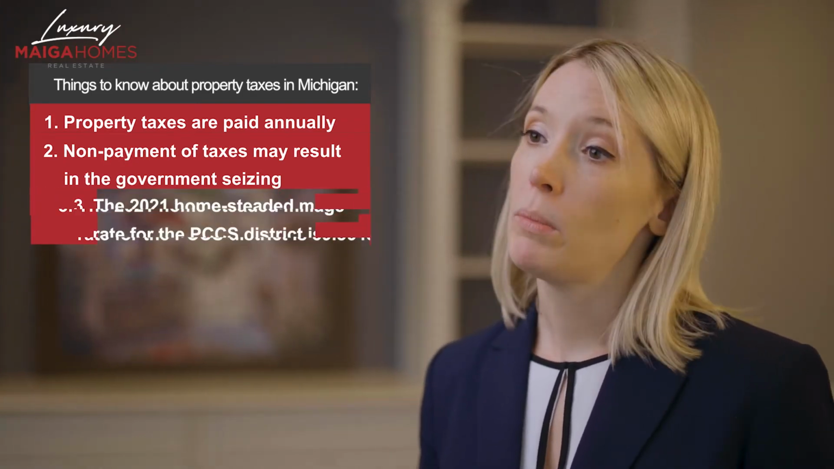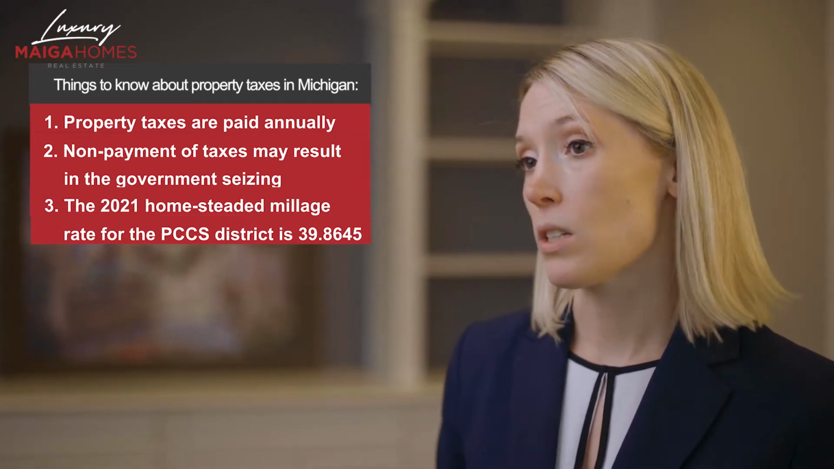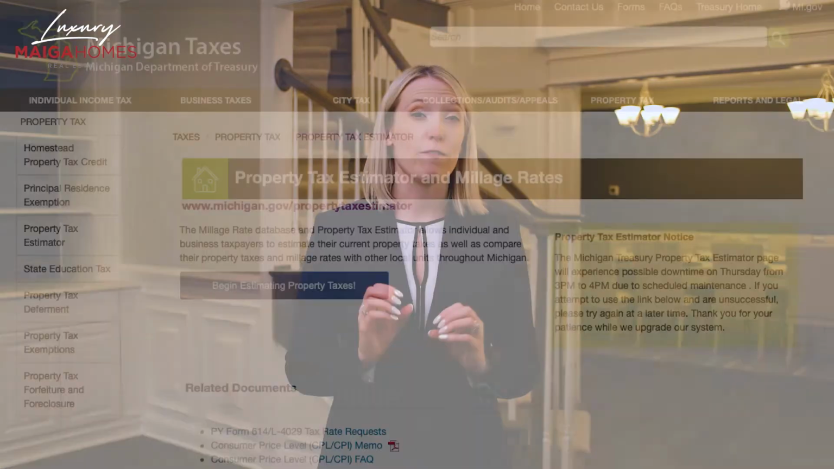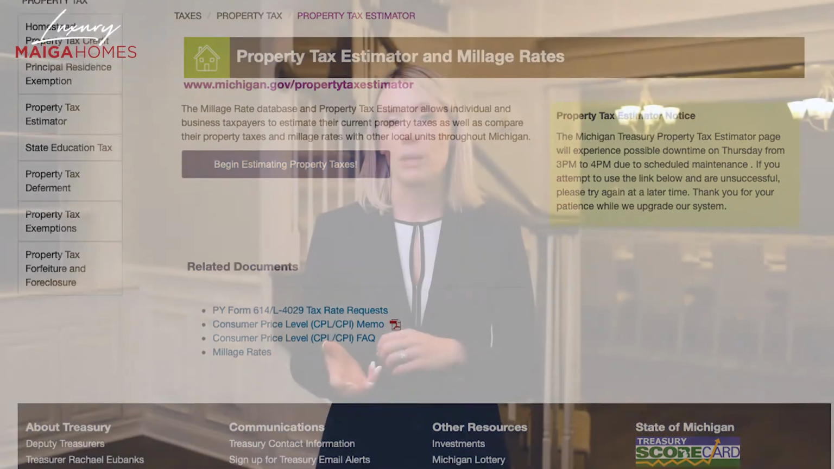The 2021 millage rate for Canton, if your property is located within the Plymouth-Canton Community School District, is 39.86 for homesteaded properties. On a quick side note, for more information on PCCS schools and also homesteading and how it affects your property taxes by up to 50% in Michigan, check out my Best of Canton series for more information on those topics. Now, the Michigan Department of Treasury has a very handy property tax and millage rate estimator on its website. For more information, you can find that here.